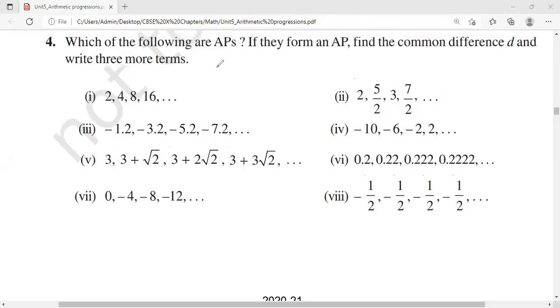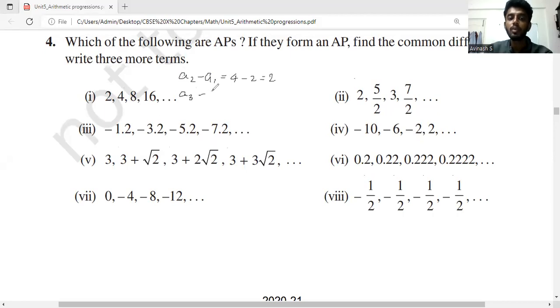When it comes to the fourth question, we are also supposed to find whether they're an AP or not. First we have to check whether it is an AP. If it is not an AP, we just stop. And if it is an AP, we find the next three terms. That is what is expected out of the question. With respect to the first question, see how I'm doing the steps. A2 minus A1 will be 4 minus 2. This will be 2.